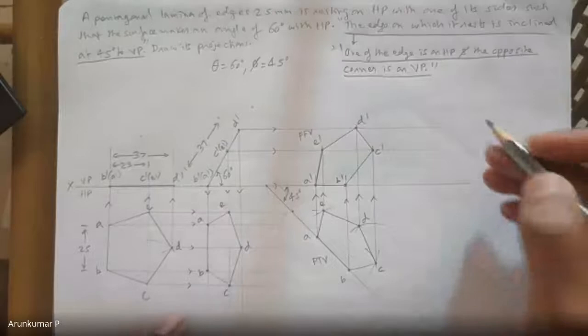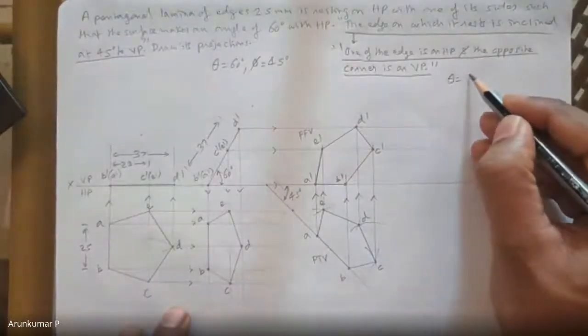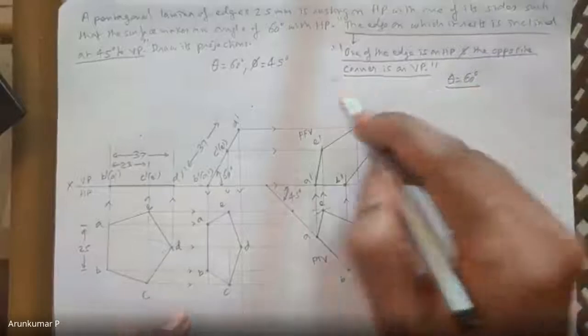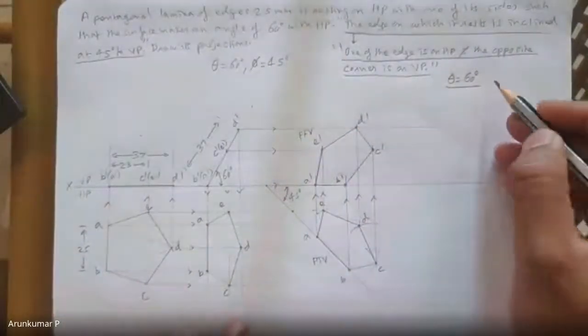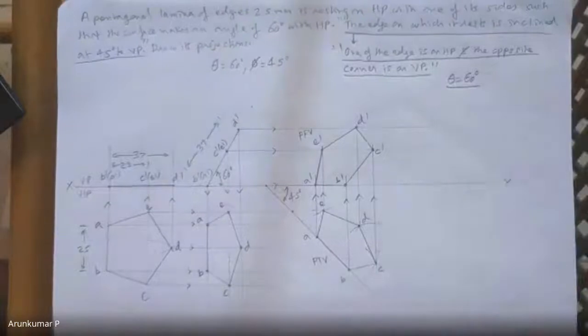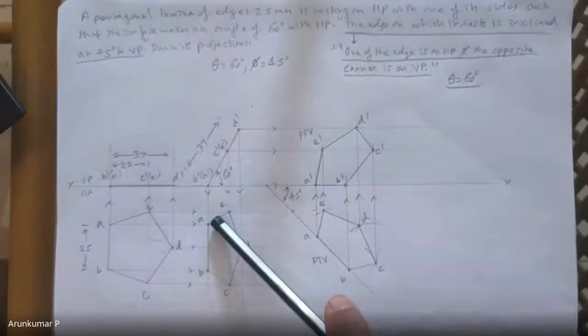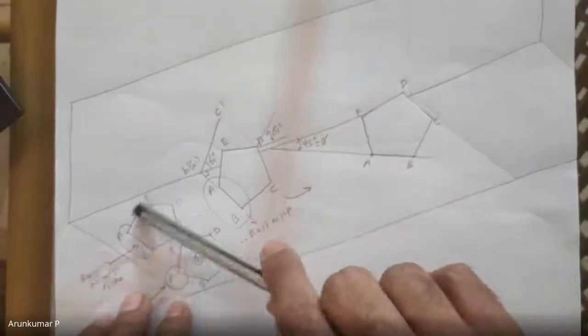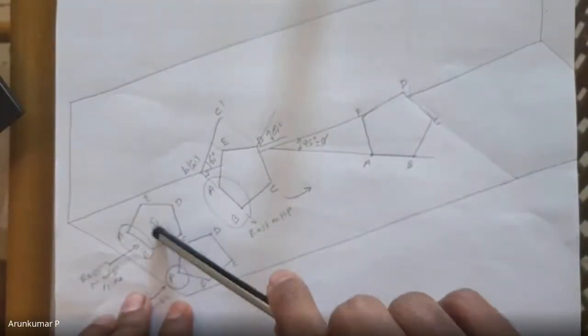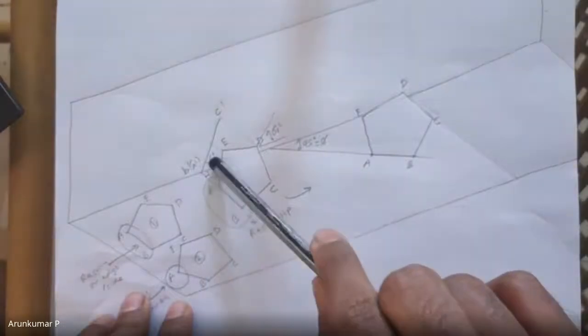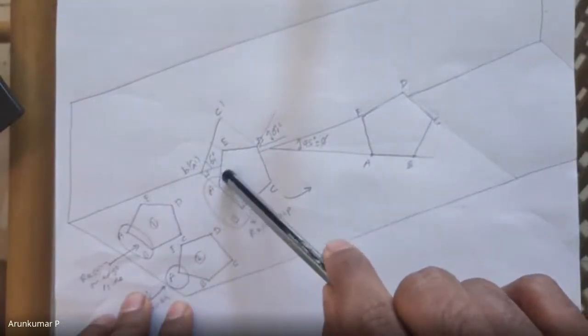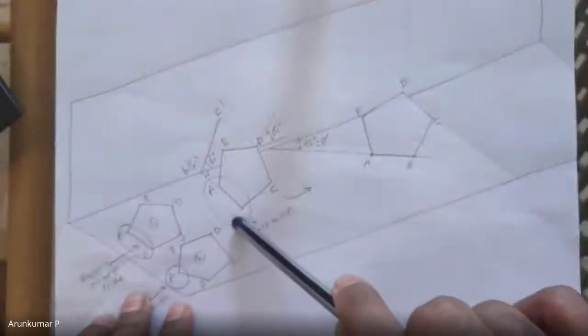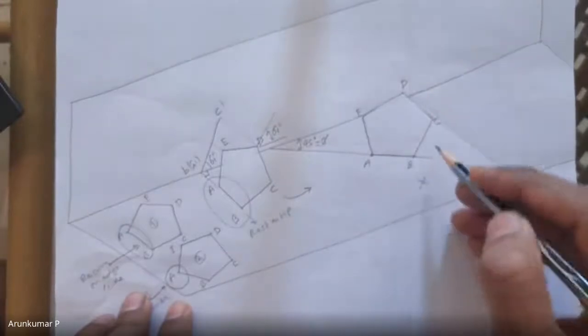Absolutely no change. So in this case, theta will definitely be 60 degrees. There will not be any phi because 45 degrees to VP is not there. So only angle you have is theta. So the first step and the second step are same as you have seen here. So you have to keep the pentagon on HP, and in the second step you have to incline the pentagon by 60 degrees, and while doing so you have to keep the edge AB on HP. No change. Third step will not be this.